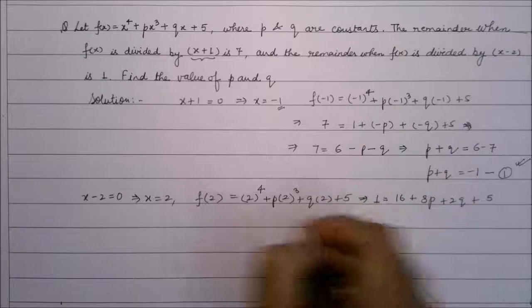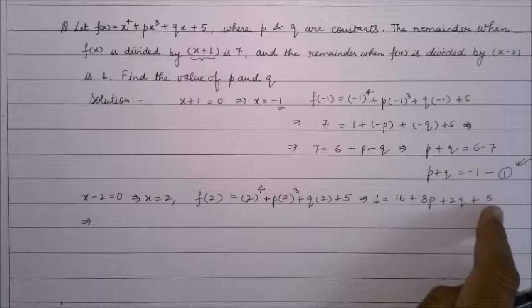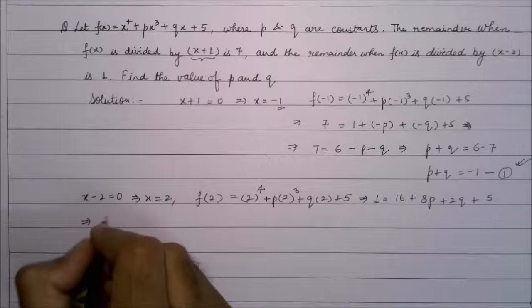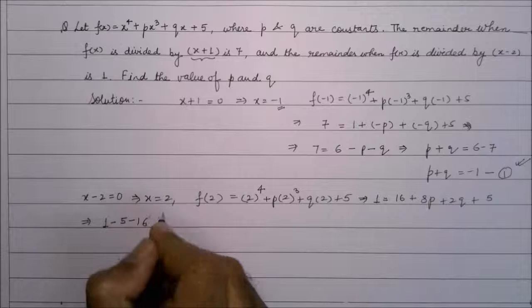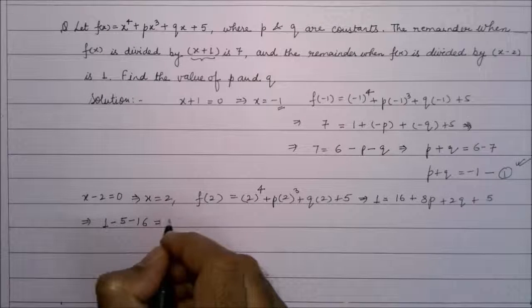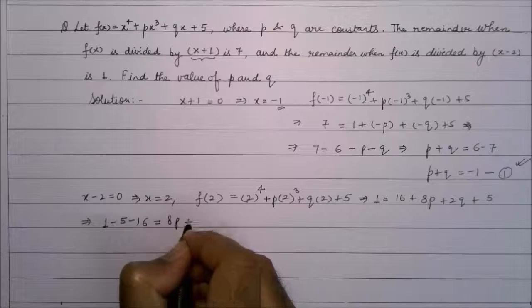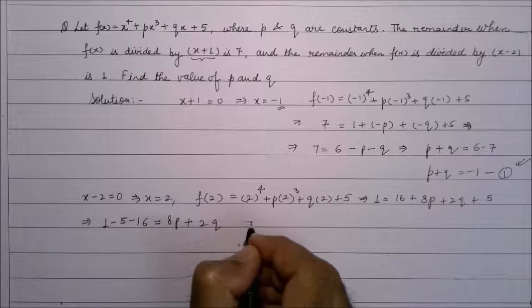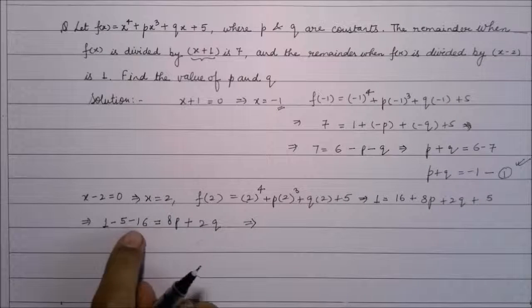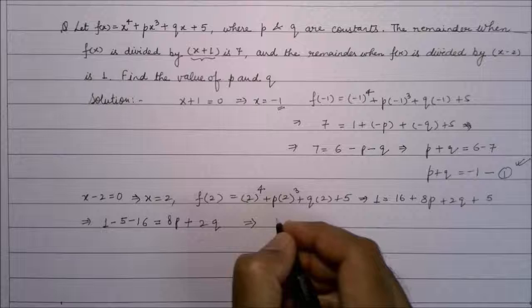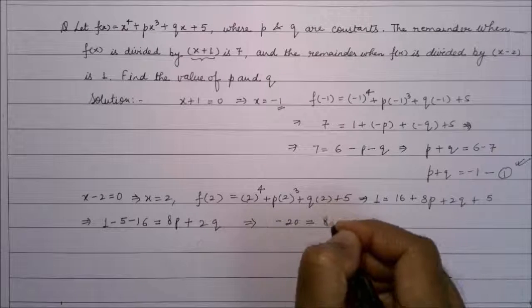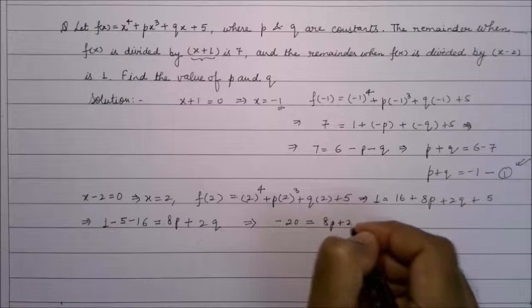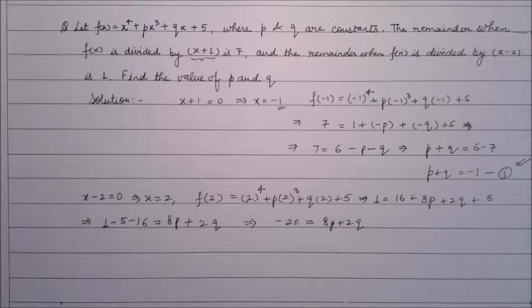So let us keep these two values on one side and the numerical values on the other side. So that will give me, if I take 5 and 16 to the left hand side, I will be getting 1 minus 5 minus 16 equals 8p plus 2q. Let us simplify this. So minus 21 plus 1, that will give minus 20 equals 8p plus 2q. Now this is our second equation.